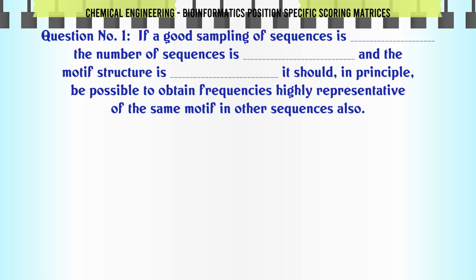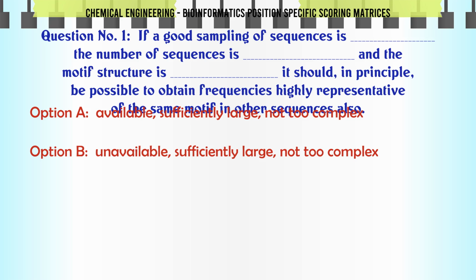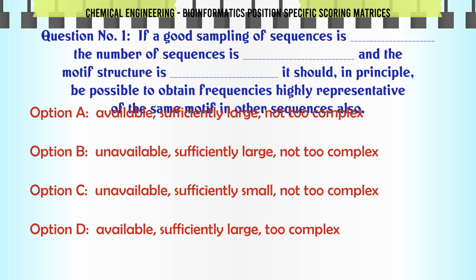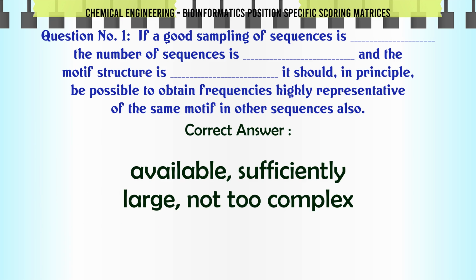If a good sampling of sequences is ___, the number of sequences is ___, and the motif structure is ___, it should in principle be possible to obtain frequencies highly representative of the same motif in other sequences also. A. Available, sufficiently large, not too complex. B. Unavailable, sufficiently large, not too complex. C. Unavailable, sufficiently small, not too complex. D. Available, sufficiently large, too complex. The correct answer is available, sufficiently large, not too complex.